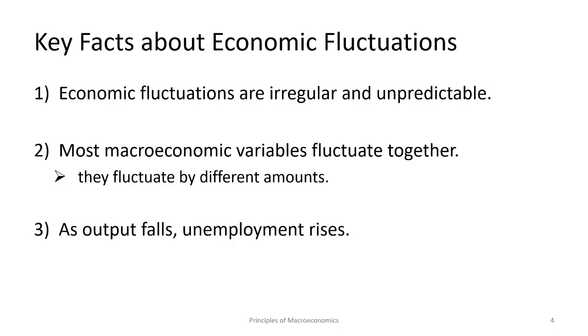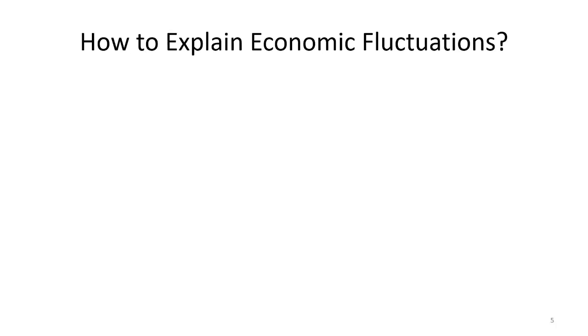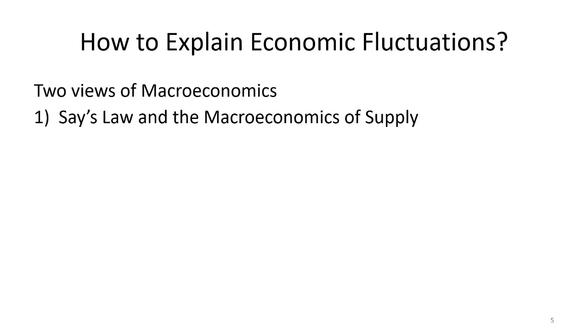So these are some key economic facts about economic fluctuation. Now the question is how to explain economic fluctuations? What are the ways we can do it? And there are two views in macroeconomics. One is called Say's law and the macroeconomics of supply.